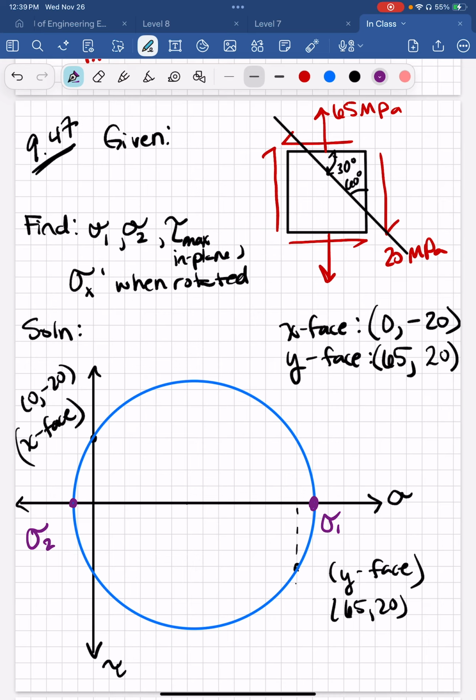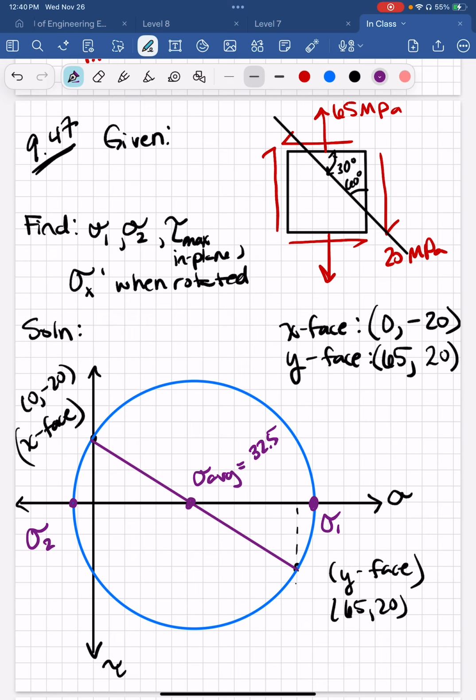We need to find that stress average. So let's just draw a line between X face and Y face. That stress average is going to be here in the center. And it's basically 65 over to 0 in the X direction. So that would be half of 65. So that would be 32.5 megapascals. That's that stress average.